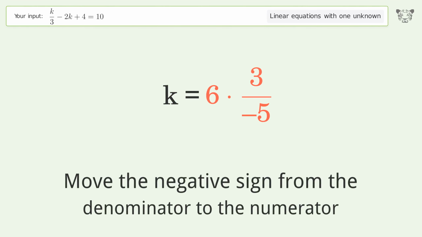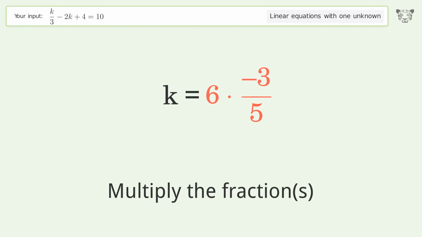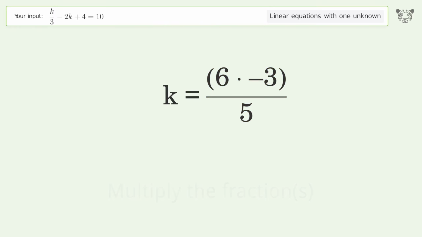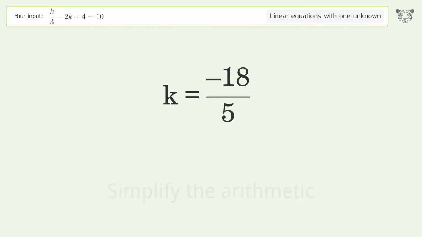Move the negative sign from the denominator to the numerator. Multiply the fractions. Simplify the arithmetic. And so the final result is k equals -18/5.